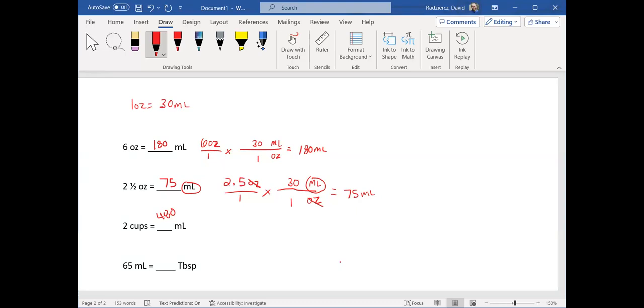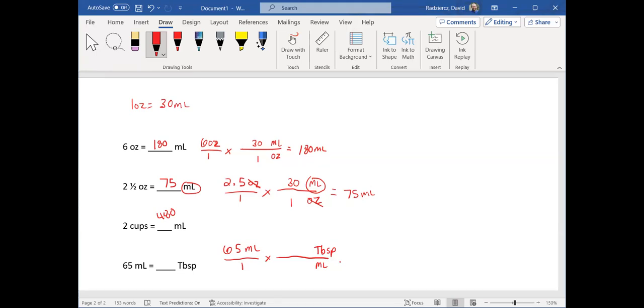So I will start out with writing my conversion. And what I'm trying to do is go from milliliters to tablespoons. Do you remember how many tablespoons are in a milliliter or how many milliliters in a tablespoon? 15 milliliters in a tablespoon.